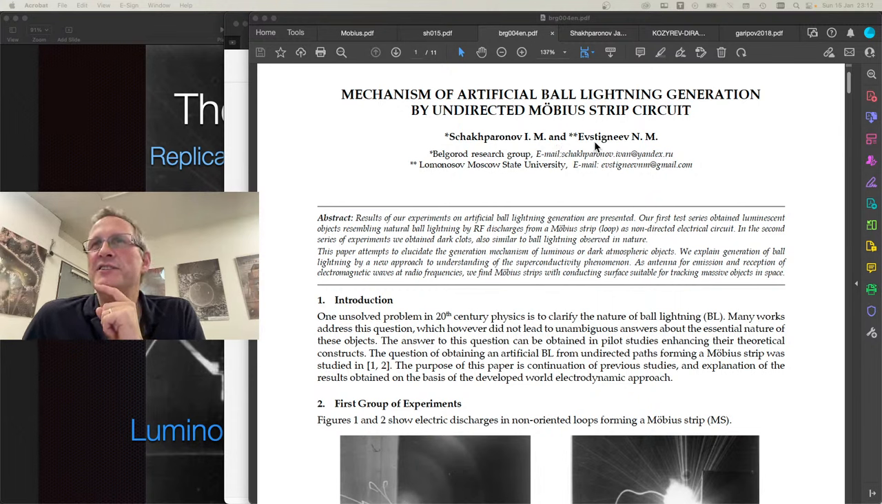And sometimes I can't do Russian names. Ustinjiv. They have probably completely destroyed that. And you can see it's Lomonosov, Moscow State University, and Belgorod Research Group.